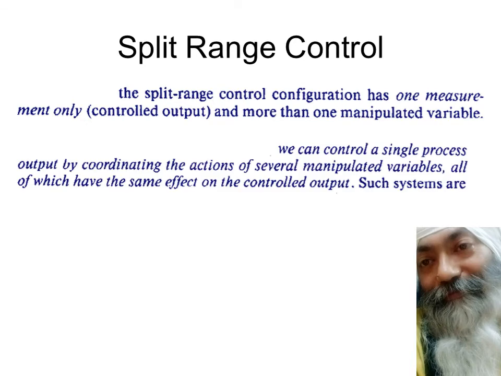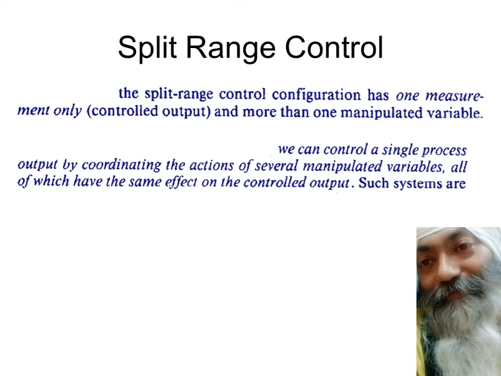But the action which we take to control a single process output is by coordinating the actions of several manipulated variables, all of which have the same effect on the controlled output. Now, what do you mean by that? This needs a little bit of brainstorming. What do you mean by coordinating the actions of several manipulated variables? I will give you an example.